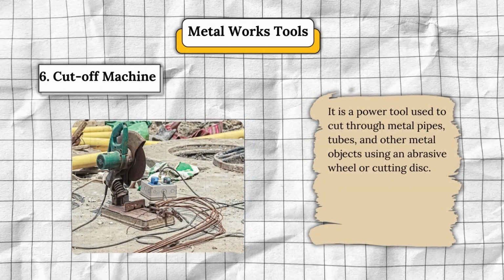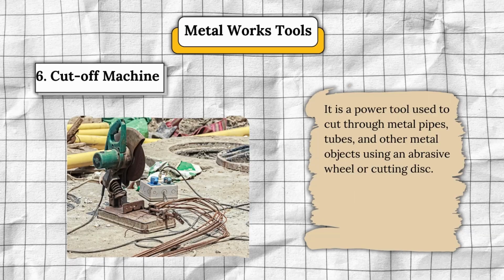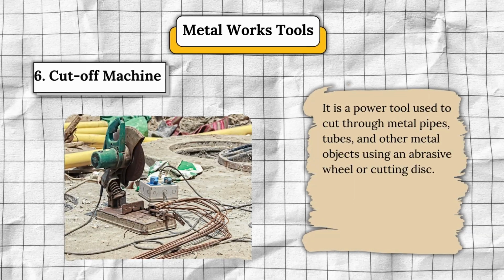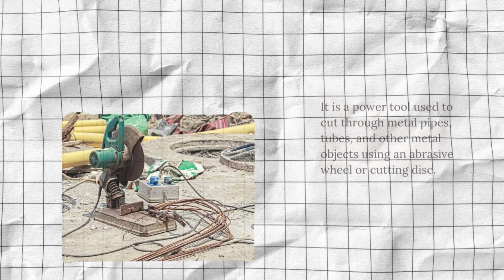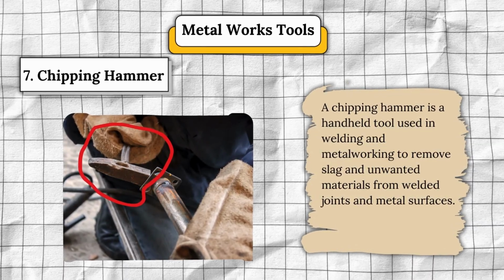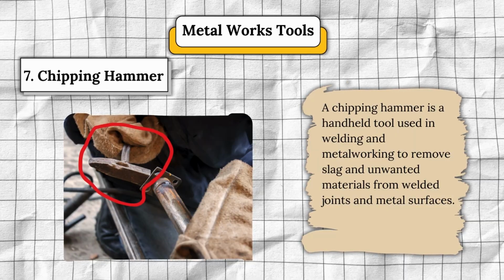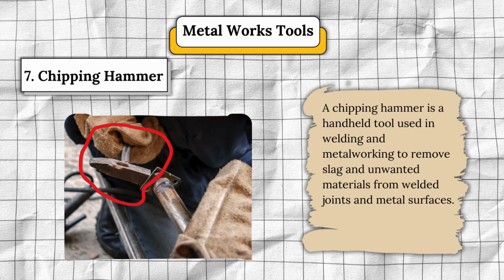Number 6. Cut-off machine. It is a power tool used to cut through metal pipes, tubes, and other metal objects using an abrasive wheel or cutting disc. Number 7. Chipping hammer. It is a handheld tool used in welding and metalworking to remove slag and unwanted materials from welded joints and metal surfaces.